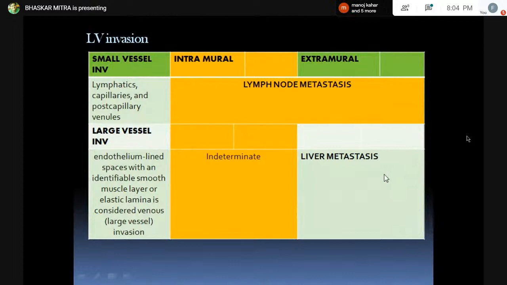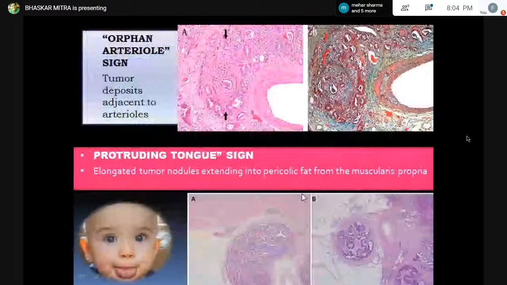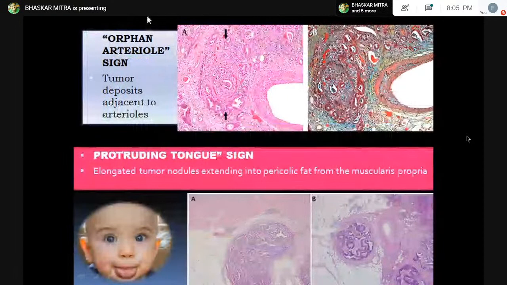Now, there are two important signs which we can see. One is the orphan arterial sign. These are nothing but tumor deposits adjacent to the arteriole. Here we use the elastic stain. Here there is a tumor deposit, but there is an adjacent arteriole. This is called the orphan arterial sign. This is again a bad prognostic factor.